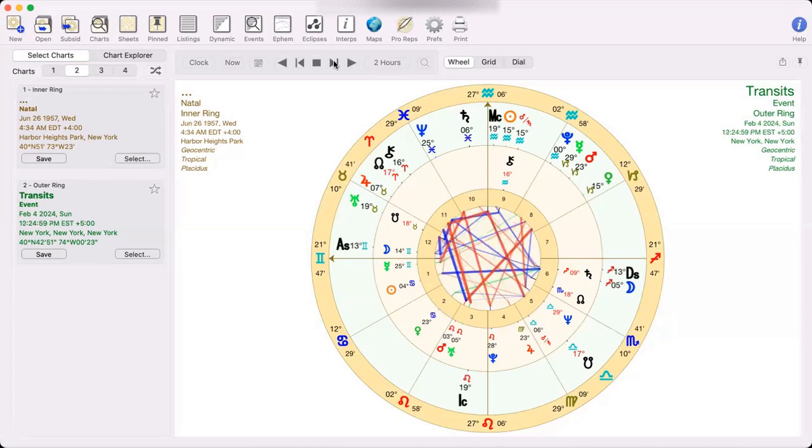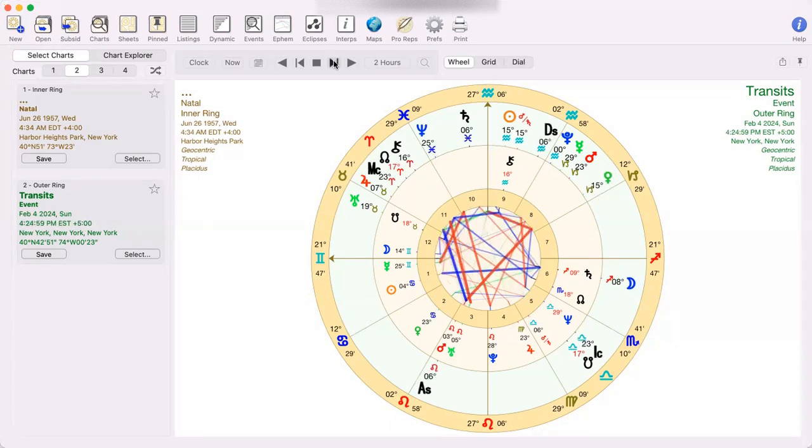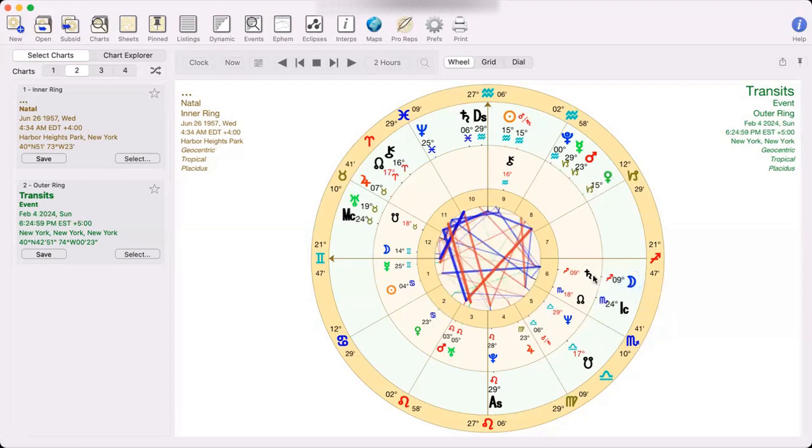So now as it's moving towards it, right? Now it's at 5 degrees, 7 degrees, 8 degrees, 9 degrees. Now, when it gets to the exact same degree as the natal Saturn, this is what's known as partile, meaning an exact degree orb or relation, right?